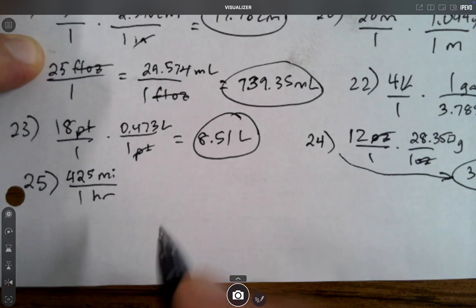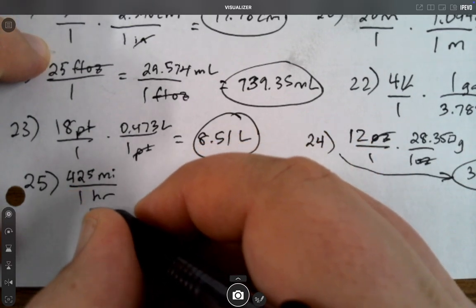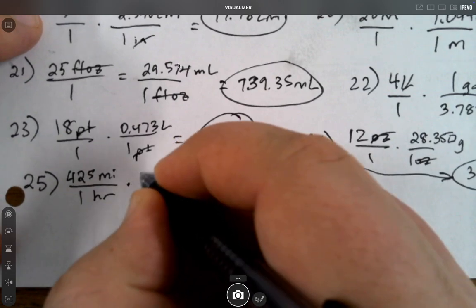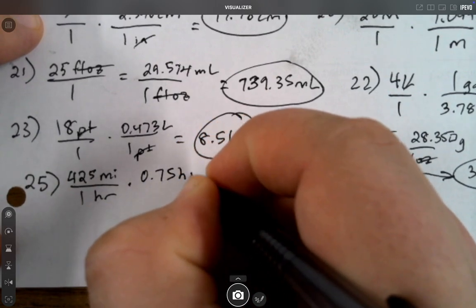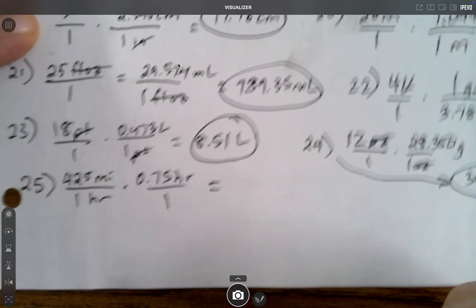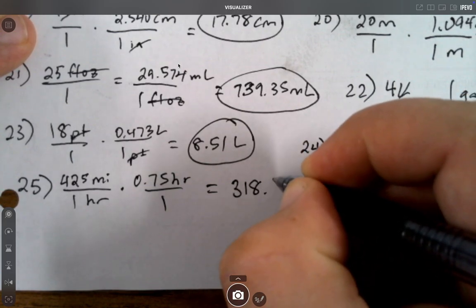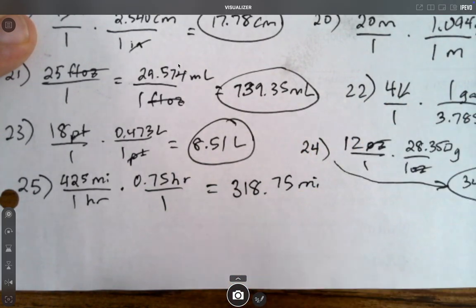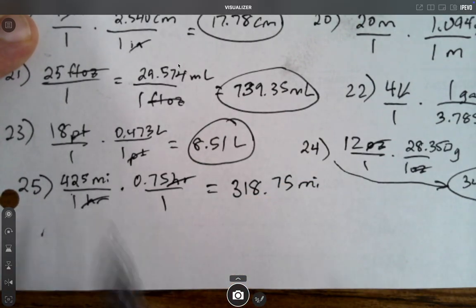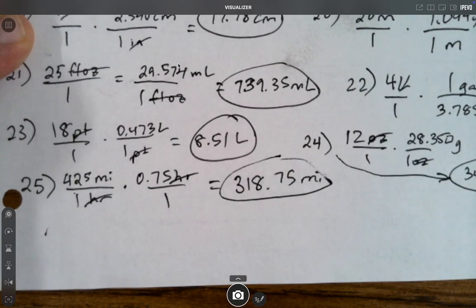So here, we know it's 425 miles in 1 hour, and so we want to know how far it travels in 0.75 hours. So we just multiply by 0.75 hours. So 425 times 0.75, and that gives us 318.75 miles. Because the hours cancel out, so when we multiply 425 times 0.75, we get 318.75 miles.